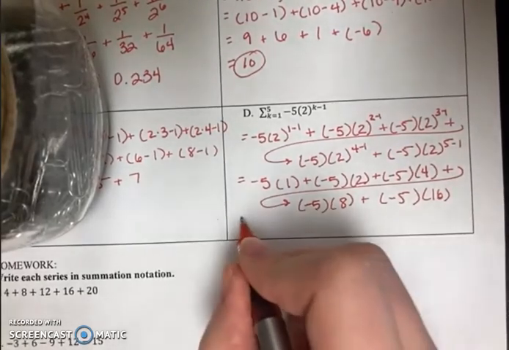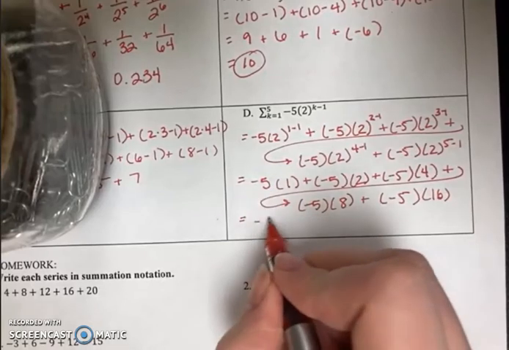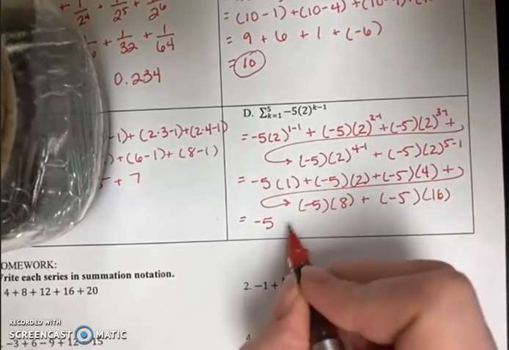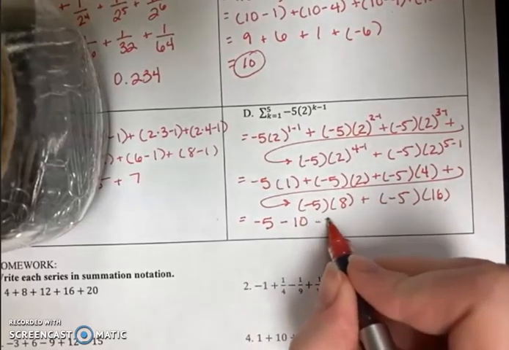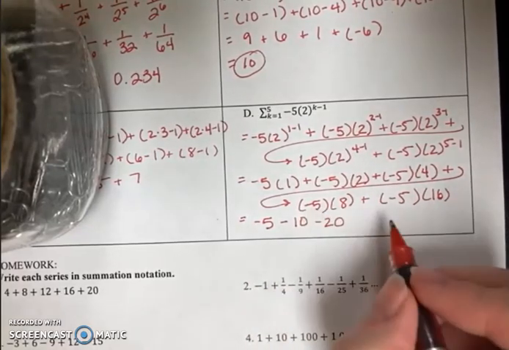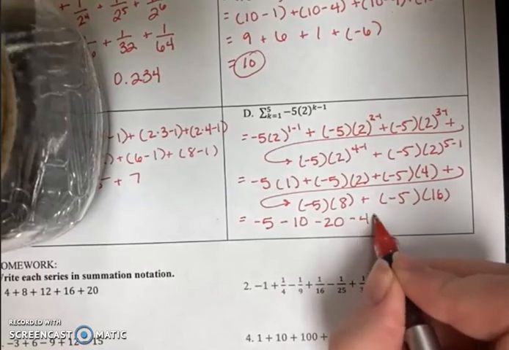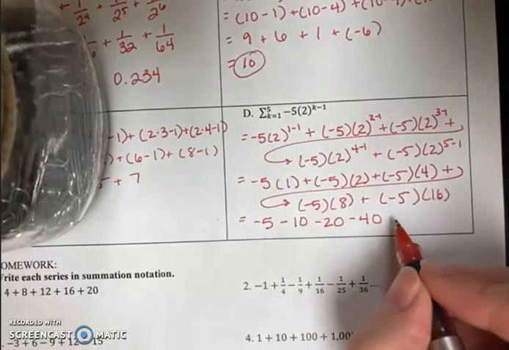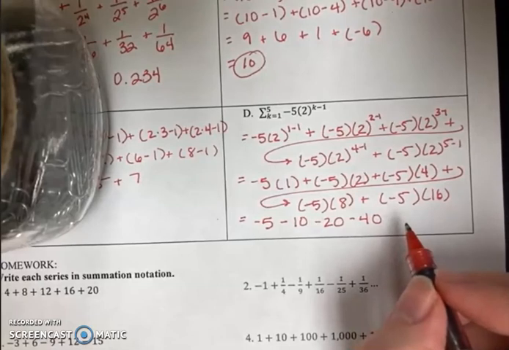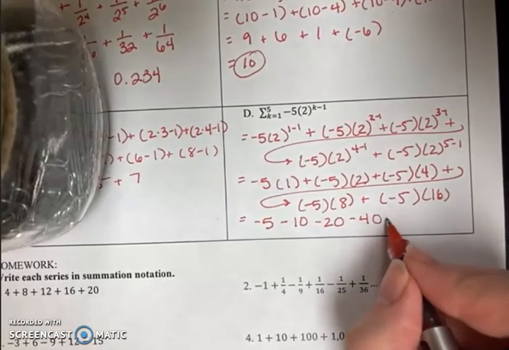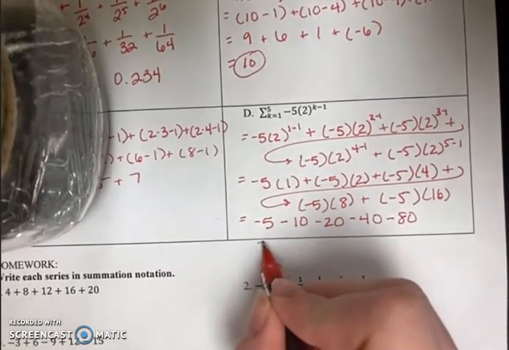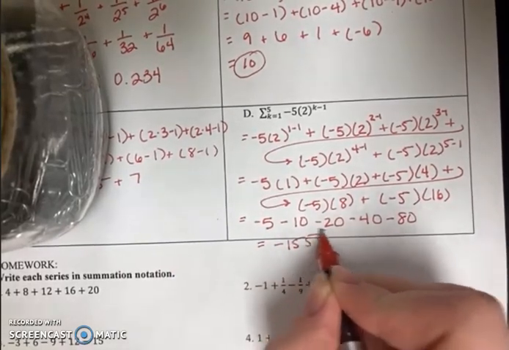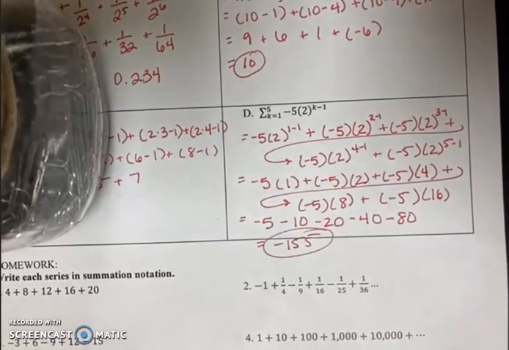So this becomes negative 5 times 1, which is negative 5, plus a negative 10, so minus 10, plus a negative 20, so minus 20, plus a negative 40, so minus 40, and plus a 5 times 16, I believe that's 80, so minus 80. Combine those, you get negative 155. So that one was a little bit more difficult to go through.